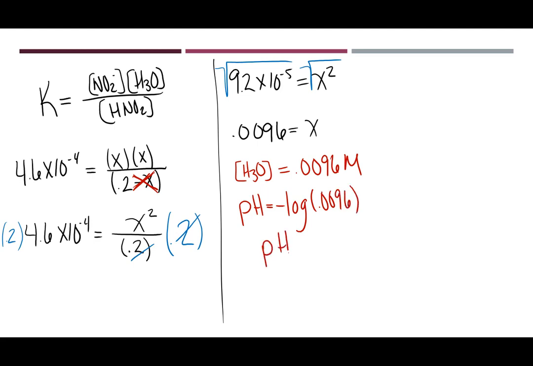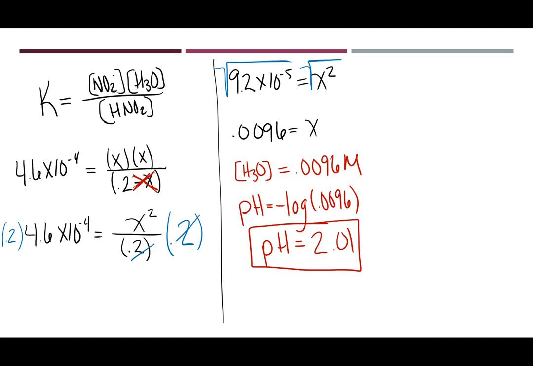So pH equals negative log of 0.0096, which is 2.01. Okay. All right, ask yourself, does this make sense? Yes. We determined that HNO2 was an acid, a weak acid. So it makes sense that this is an acidic pH.